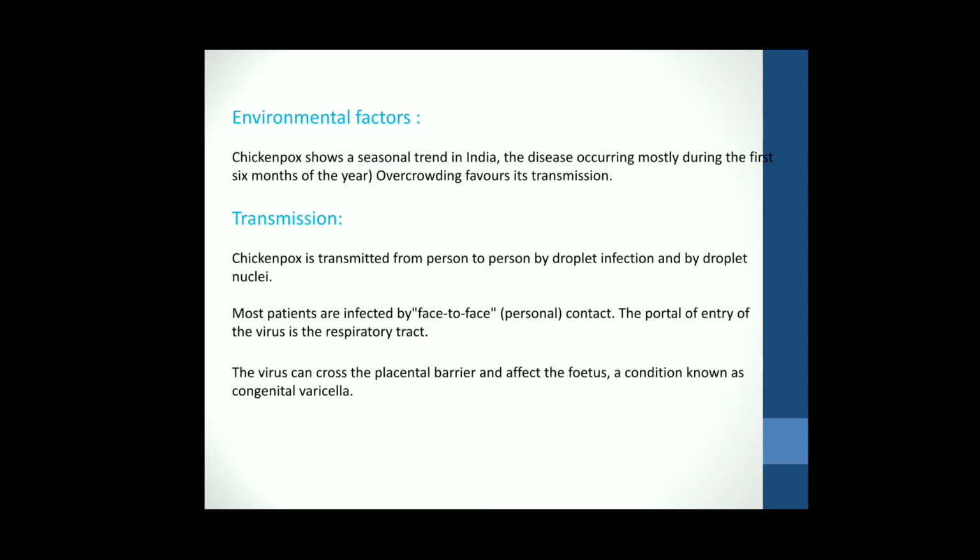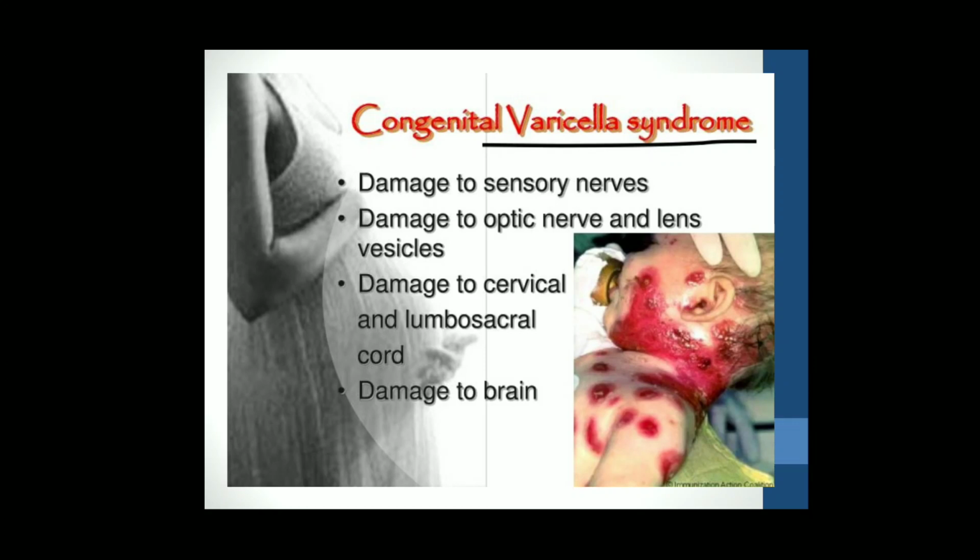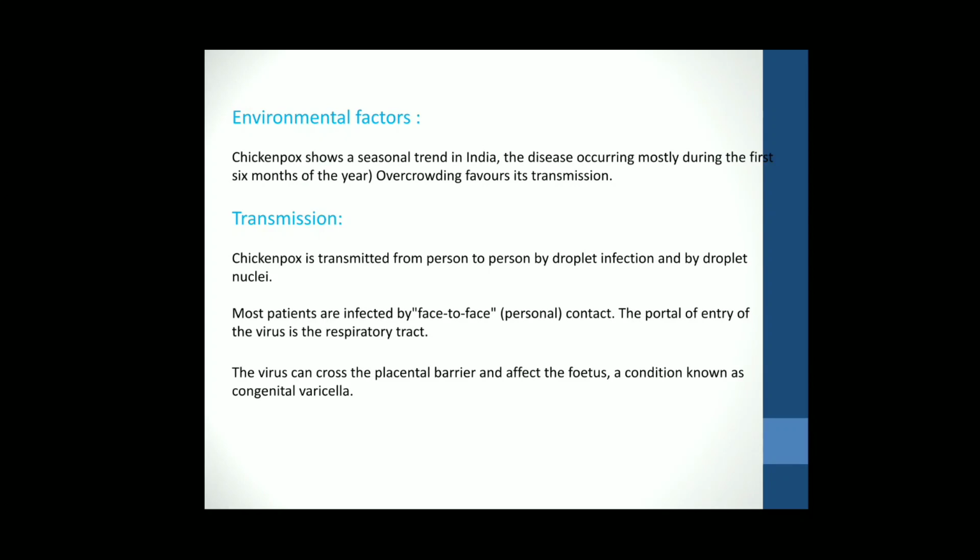The virus can cross the placental barrier and affect the fetus. The condition is known as congenital varicella. So if a person gets the infection during pregnancy, there is a condition in the fetus called congenital varicella. So how is the virus entering our body? The virus enters our body through the respiratory system.